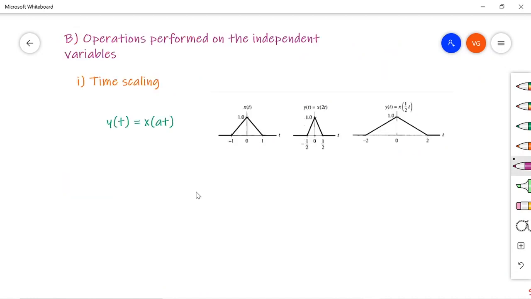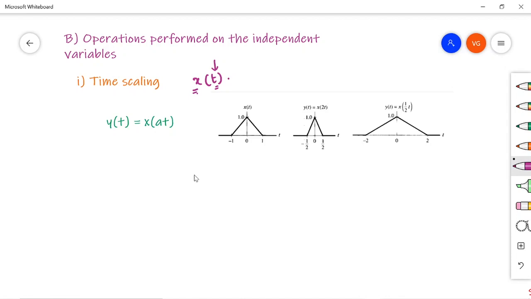Now moving on to operations performed on the independent variables. The first one here is time scaling. Let us consider a signal x of t. The signal y of t is obtained by scaling the independent variable t. You know, right? t is your independent variable and x is the dependent variable. So if you are scaling the independent variable t by a, we'll get the resultant signal y of t. Such a type of operation we call a time scaling operation.